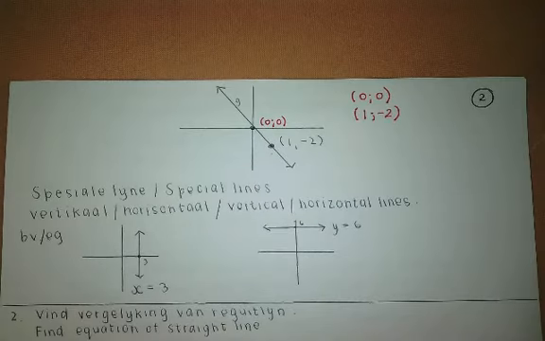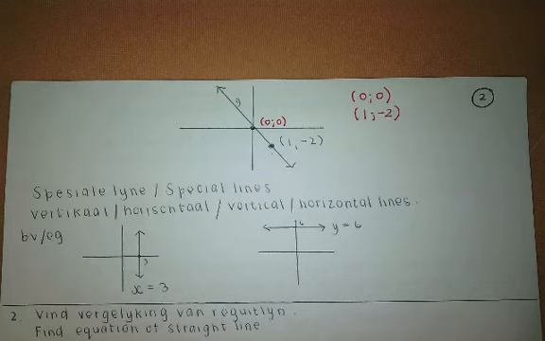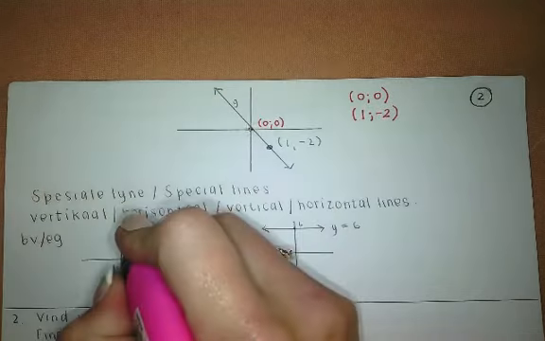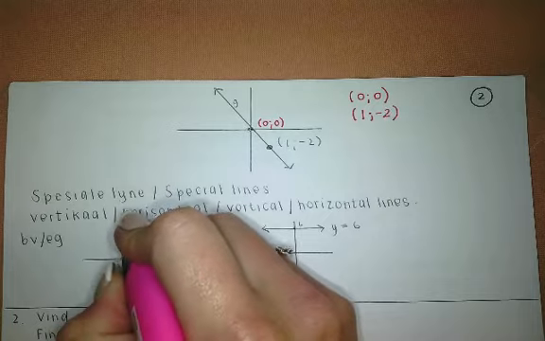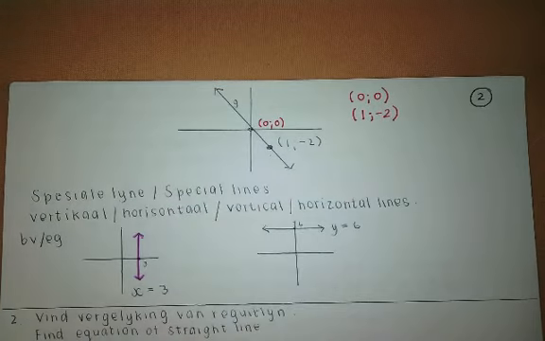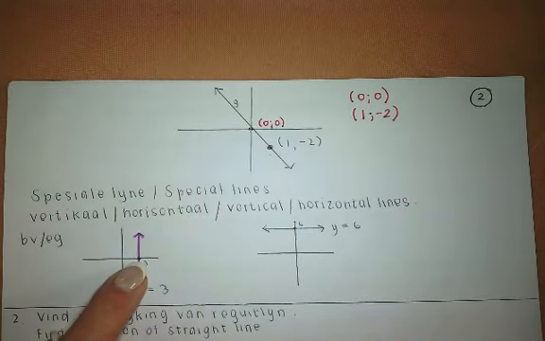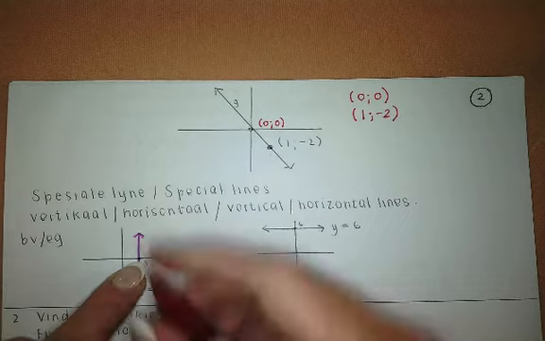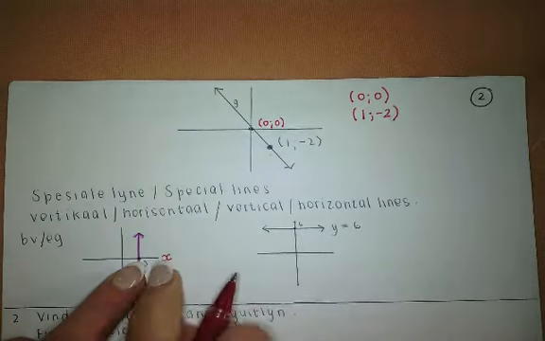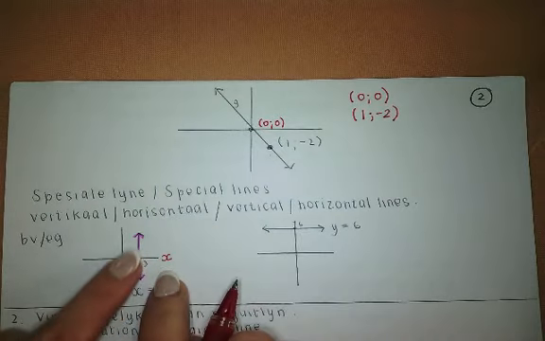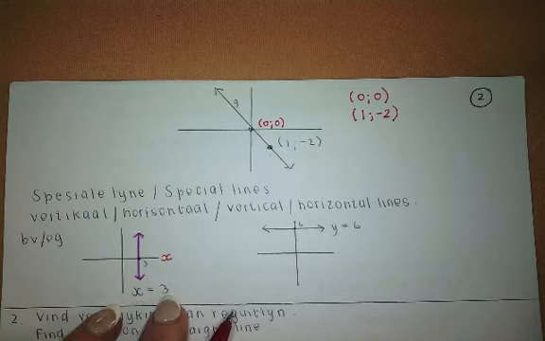Okay, then we've got special graphs. Right. So we've got a first one that is exactly 100% vertical. Can you see that this line cuts only at 3? But which axis does it cut at 3? So that's why the equation of this line is x equals 3.